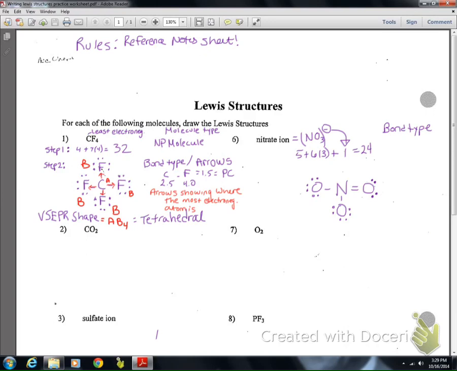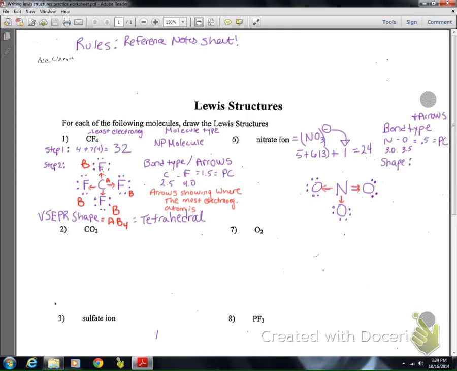So then what we're going to do is figure out the bond type. The bond type has nothing to do with whether or not there's a single or double bond, so we're just going to look at the electronegativity difference between the atoms. So I'm going to take nitrogen as 3.0 minus oxygen as 3.5. So that's 0.5, so that's a polar covalent bond. And then I'm going to look at the arrows, so I know that oxygen is more electronegative. So we are going to draw those arrows pointing towards the oxygen.